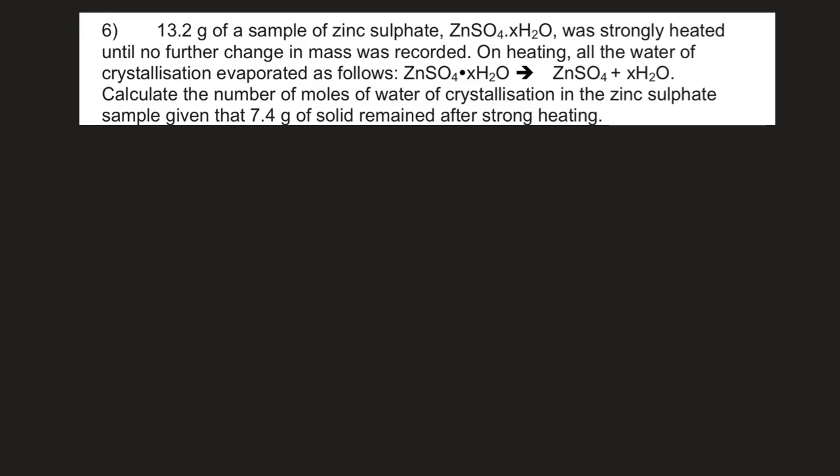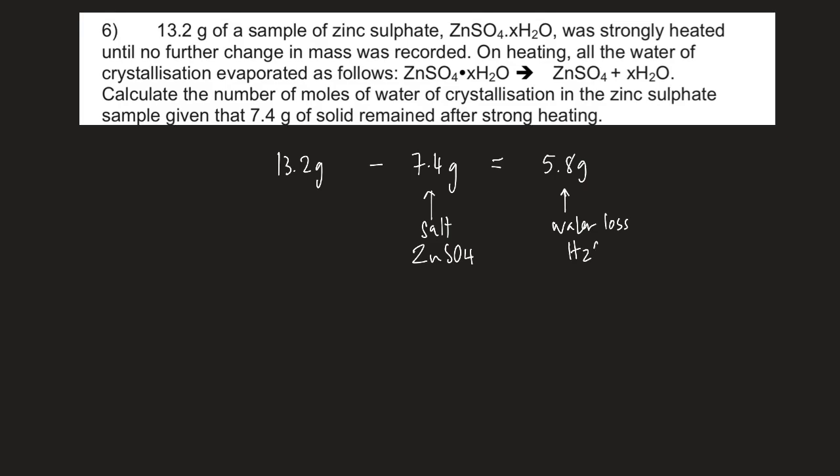Again, try and do this one by yourself. See if you can get to the same answer. Alright, so what I want to do here is find my change. So I started off with 13.2 grams minus 7.4 grams, and that should give me 5.8 grams. So this here is my salt, which is ZnSO4, and this here is my water loss, which is my H2O. Okay, so I go ZnSO4 is to H2O.